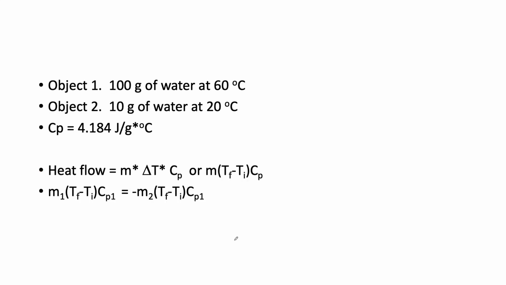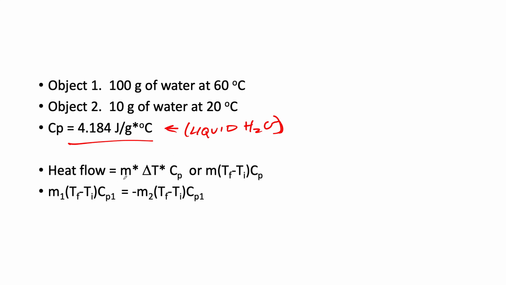Now for this, we're going to specify that our object is going to be 100 grams of water at 60 degrees Celsius. Then we've got another object of water, 10 grams at 20 degrees Celsius. And our heat capacity is this one. Remember, each element, each compound, each material will have its own heat capacity. Sometimes they're very similar, but sometimes they can be different, and it depends on the phase as well. So the heat capacity of liquid water is going to be this.